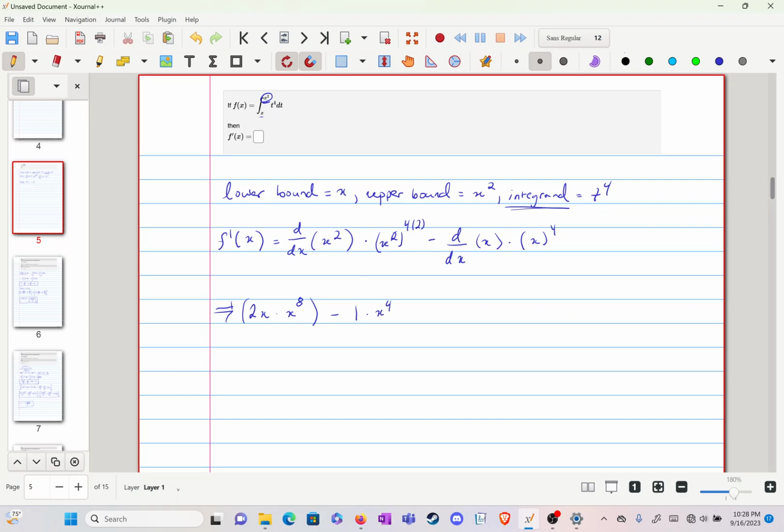Now we're going to simplify this a little bit. When we multiply powers, we add the exponents. So x to the 1st times x to the 8th is x to the 9th. So you have 2 x to the 9th minus x to the 4th. That is equal to f prime of x, and we have solved problem 5.